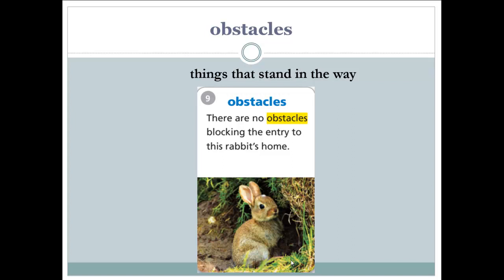So let's check the picture. Can you see anything standing in the way that's blocking the entry to the rabbit's home? Does anything prevent this rabbit from going inside its home? No. So are there any obstacles? No, there are no obstacles. What does that mean? It means that no things are standing in the way that prevent this rabbit from getting inside its home.